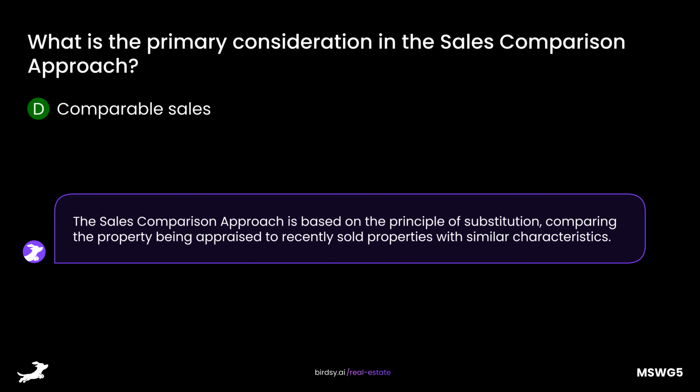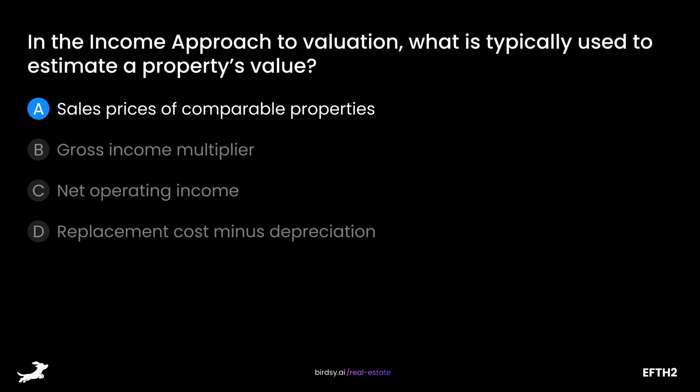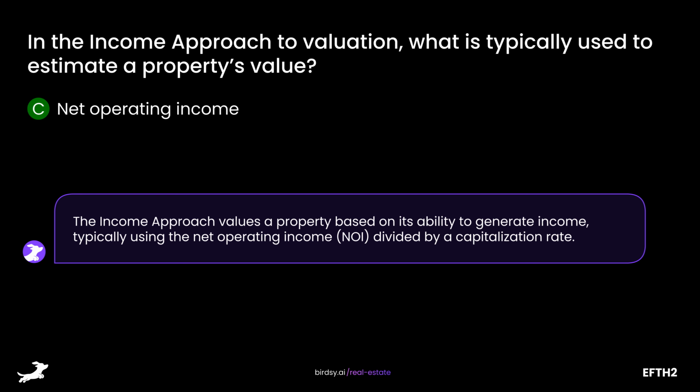with similar characteristics. In the income approach to valuation, what is typically used to estimate a property's value? Is it A, sales prices of comparable properties, B, gross income multiplier, C, net operating income, or D, replacement cost minus depreciation? The answer is C, net operating income. The income approach values a property based on its ability to generate income, typically using the net operating income, NOI, divided by a capitalization rate.